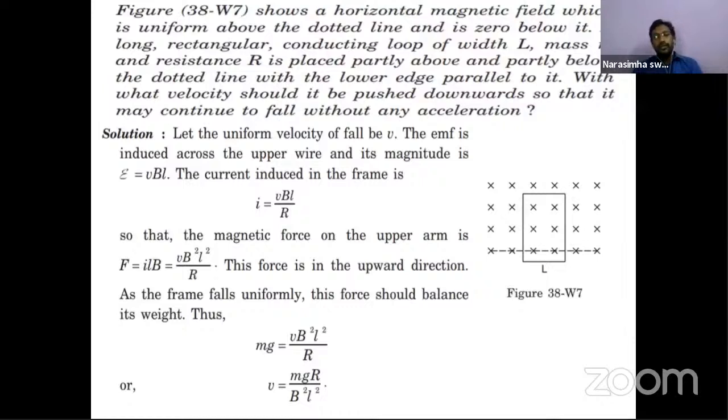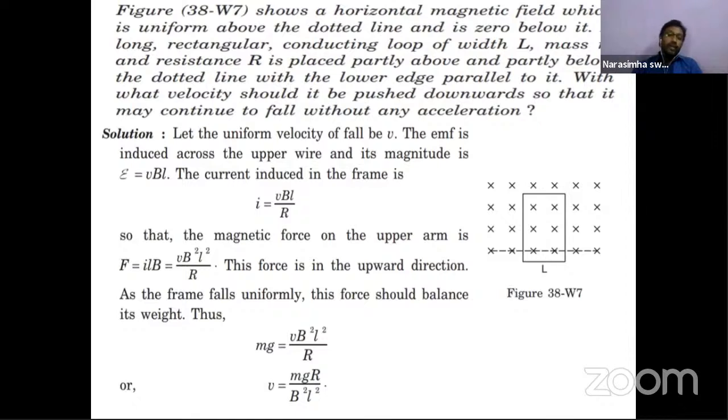Now the current induced in the frame will be how much? Current is equal to V by R, where V is potential, that is, the EMF. So I is equal to VBL by R. Here v is the velocity, don't confuse. B is the magnetic field and L is the length or width of the loop, and R is the resistance of the metallic loop. This is the current generated in the loop while it is entering the magnetic field.